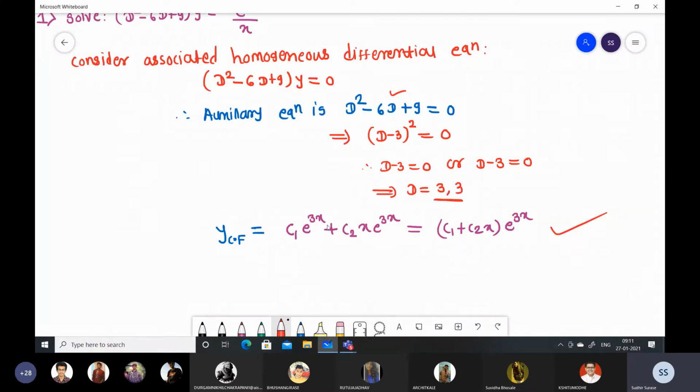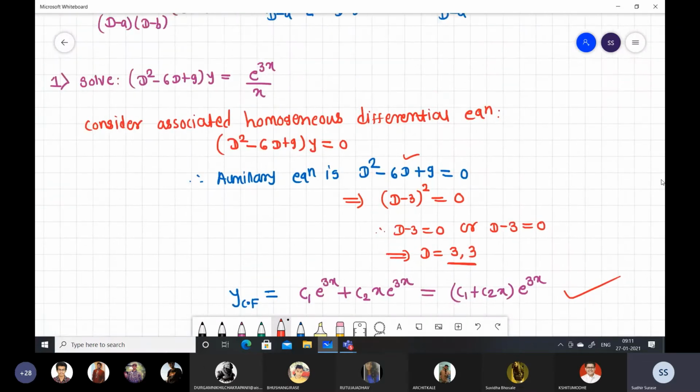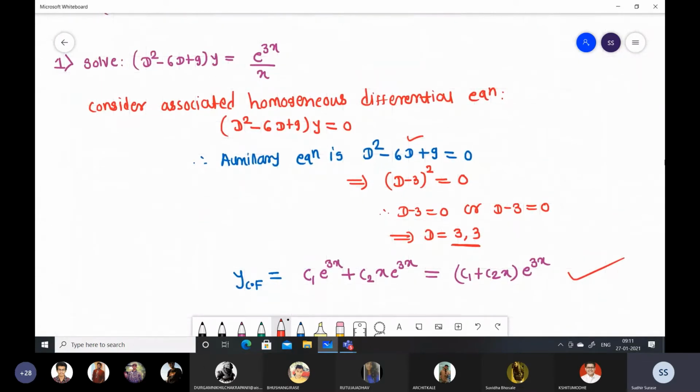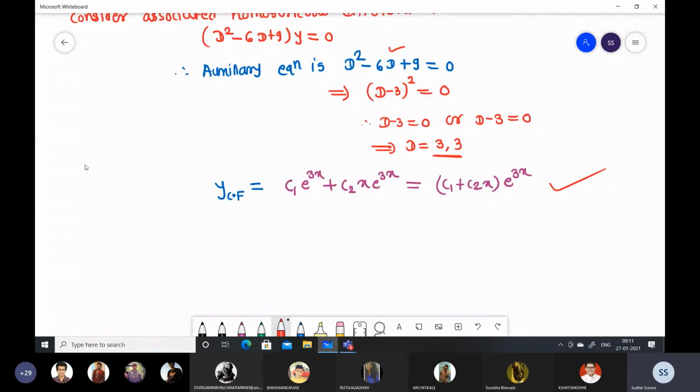So half the part we have done, YCF. Now our aim is to find YP corresponding to the right hand side. To find YP till now we have the general method. We don't have any other method. So let us use the general method to find out the particular integral.